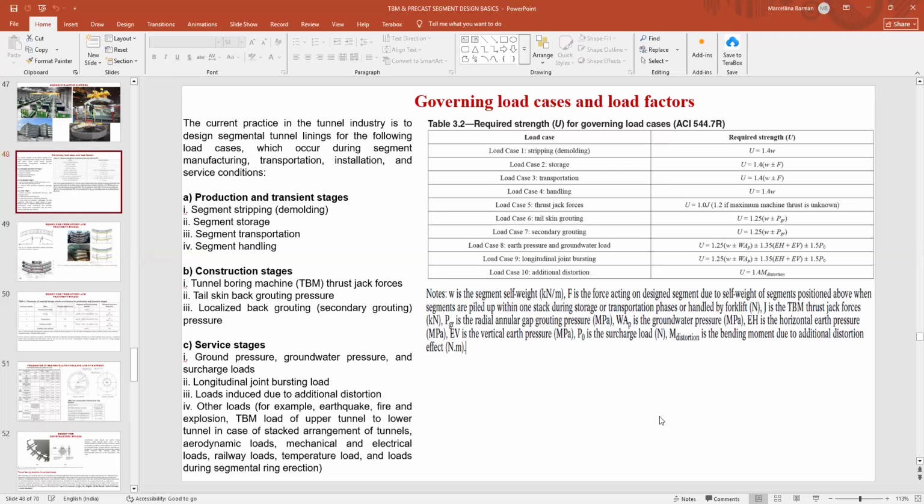Sir, another point: like increasing the thickness of the segment, are there any possibilities to increase the life of the structure?